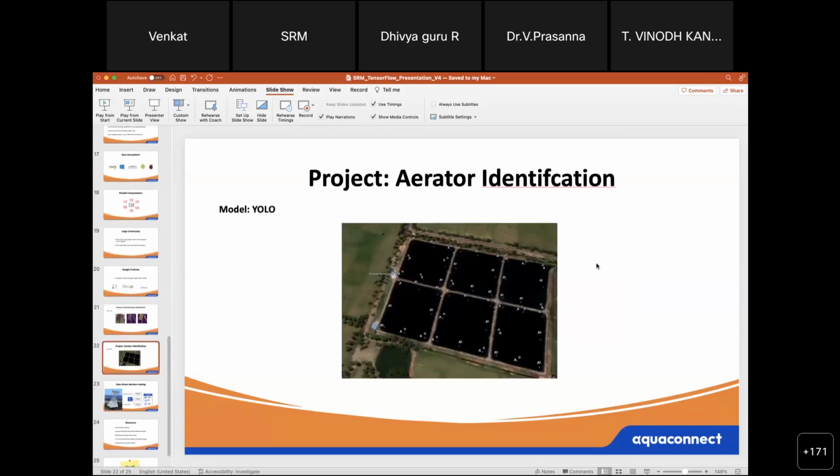In aquaculture, one of the significant factors is whether the pond is live or not. Live means whether the culture is happening in the pond right now, and one of the parameters for finding that is the aerators in the pond. To identify this, we used YOLO. When it comes to YOLO, it's one of the most popular algorithms to understand images, just like humans do, right?